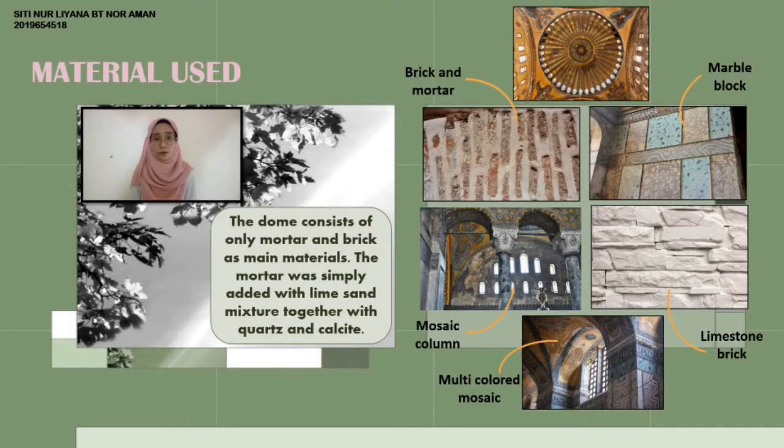For the Hagia Sophia dome, the main material used is only mortar and brick, and the mortar was simply made with lime sand mixed together with quartz and calcite. The dome is constructed with light brick and the interior was covered with mosaics. They stand on the continuous ring of marble blocks that form the upper cornice. Therefore, for the column, they use white mosaic to enhance the aesthetic value of the building, while the 40 windows were decorated with multicolored mosaics.